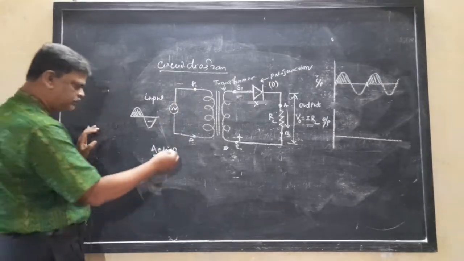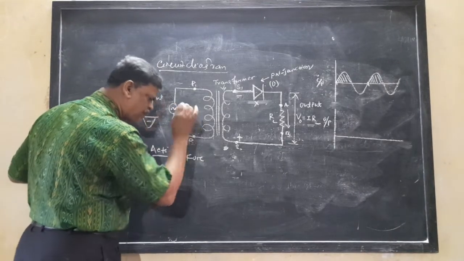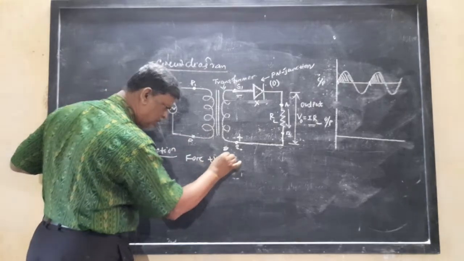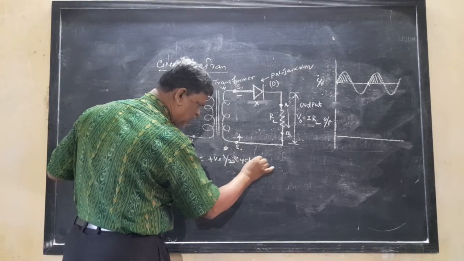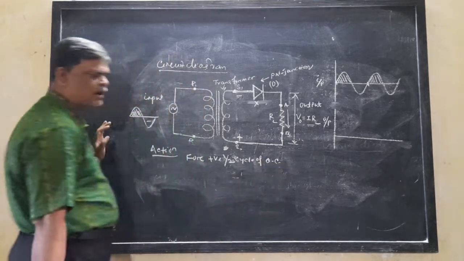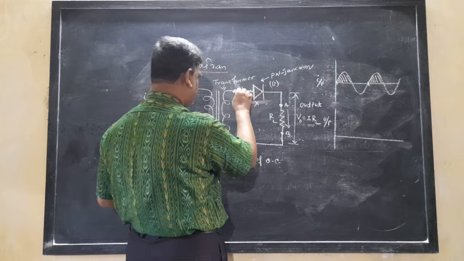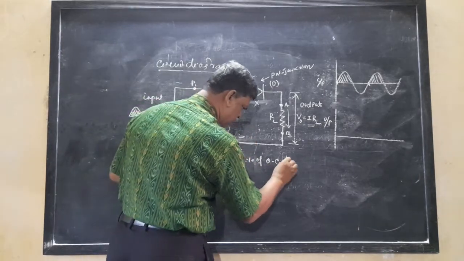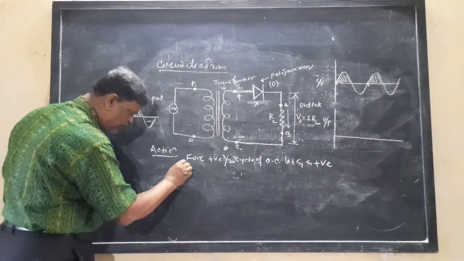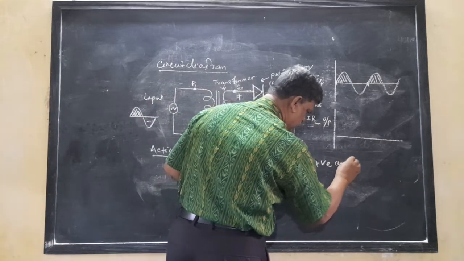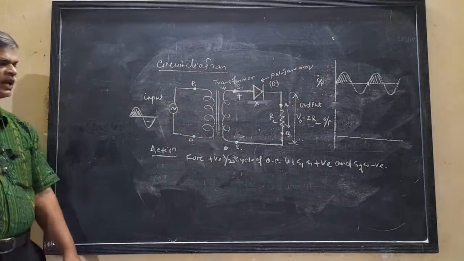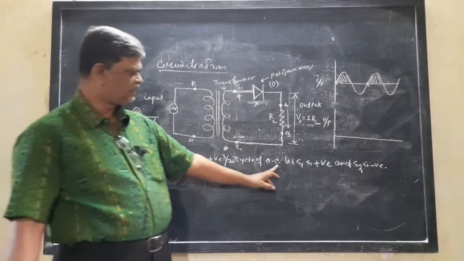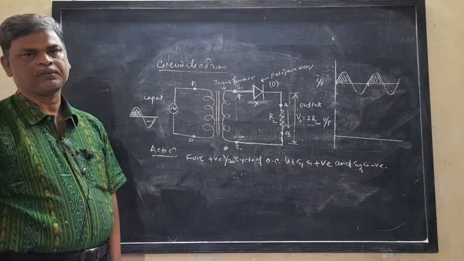Action for positive half cycle. For the positive half cycle of AC, let S1 be positive and S2 be negative.